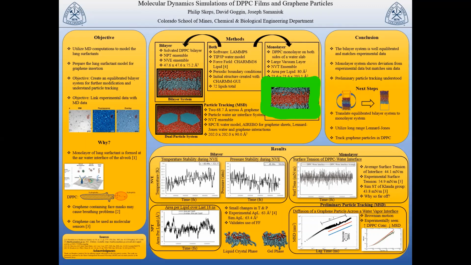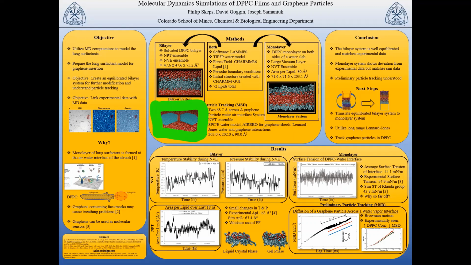The monolayer system was generated on both sides of a water slab, and a large vacuum space was added to prevent interactions between periodic images and the z-axis. An NVT ensemble was run for 20 nanoseconds. The area per lipid in the system was held constant at 80 angstrom squared.